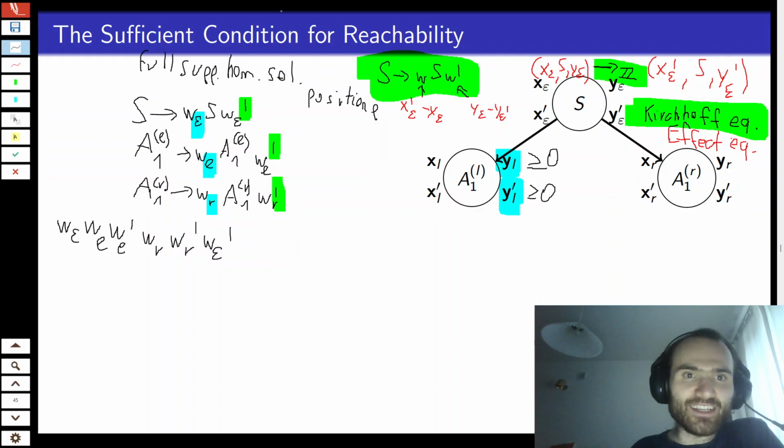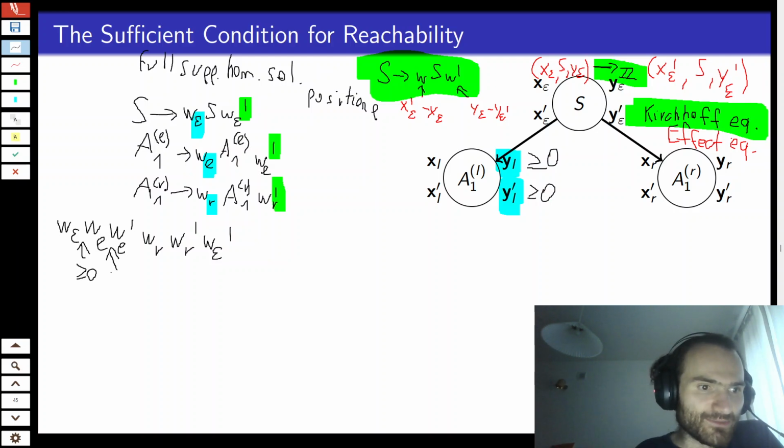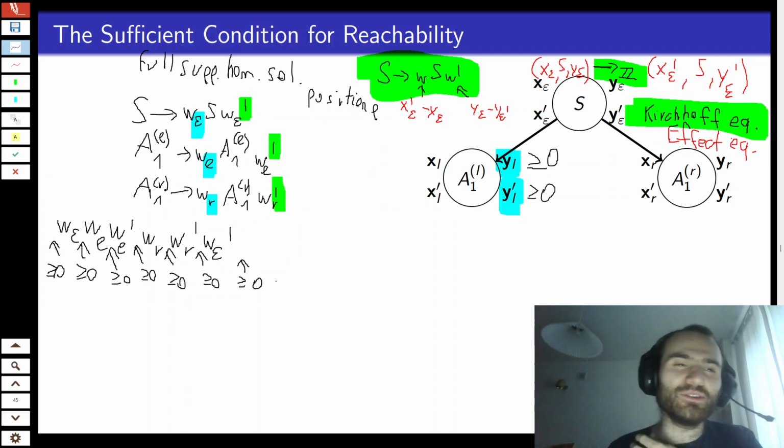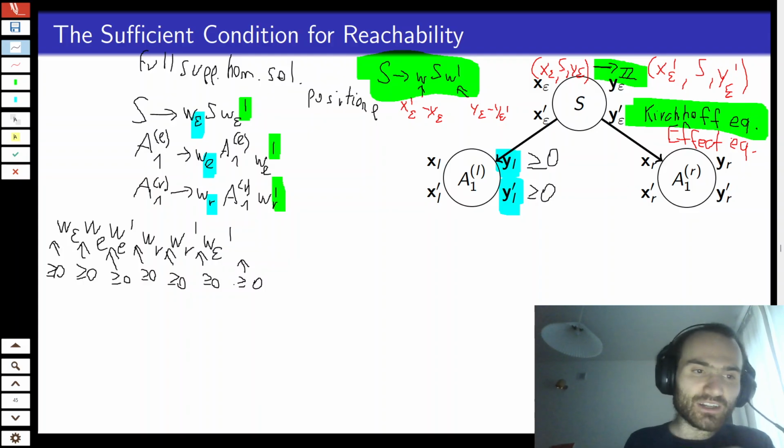Since these are greater than or equal to 0, what this means is, after you execute this word, you are greater than or equal to 0. Here as well, greater than or equal to 0. Here, here, and at the start and end also greater than or equal to 0. So it's only in the middle of a word that I could go negative. Importantly, in the middle of a word I could go negative.